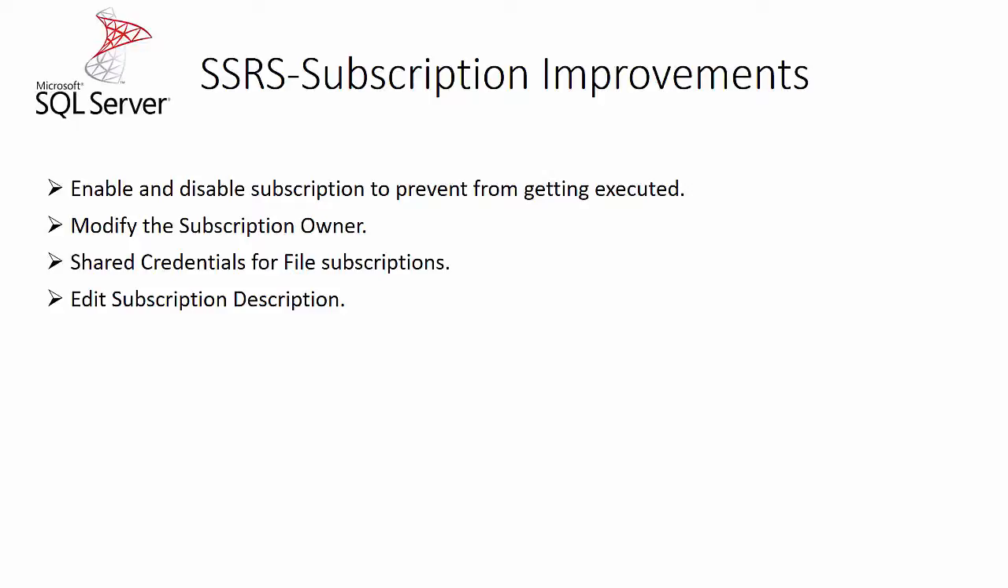And the third improvement is shared credentials for file subscription. In our previous versions, for each and every file-based subscription, we need to specify the account for accessing that shared folder. This needs to be set up for each and every subscription. But right now, with this version, we can set up a kind of a shared credential, which can be used in all the file-based subscription without re-entering the details.